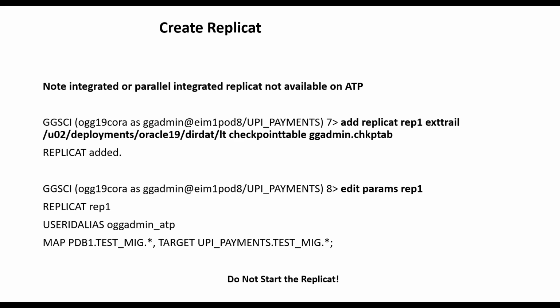So I specify the replicat name, and you can see on the OCI GoldenGate Cloud Marketplace, it has a specific directory structure. You can see user2 deployments, and there's a directory called dir.dat under that, where I'm going to create my trail files. So the Replicat is pretty much standard.